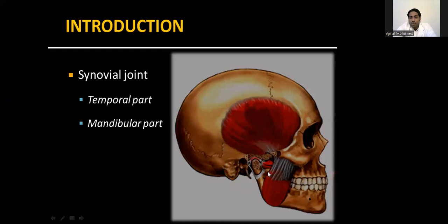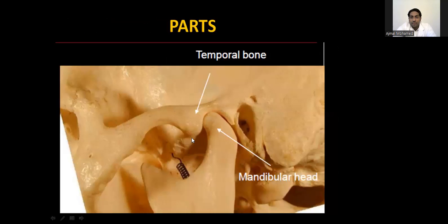So the mandibular portion of the TMJ is the condylar head, and this condylar head articulates in the temporal portion of the body, otherwise called the mandibular fossa. So this picture shows the mandibular portion of the TMJ, and this is called the condylar head. And above there is the temporal portion.